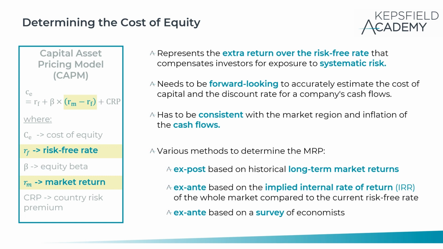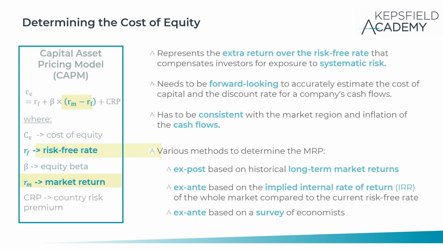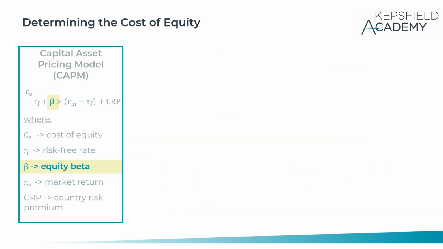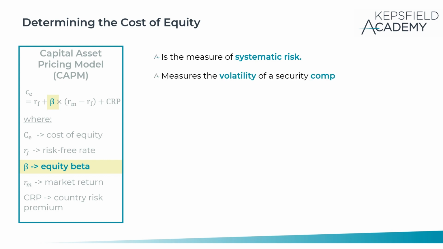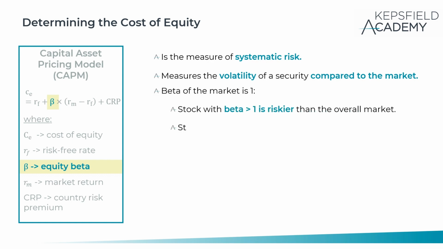Next, we'll explore the concept of beta, a measure of systematic or undiversifiable risk. We'll discuss its significance, interpretation, and calculation. Beta measures the volatility of a security compared to the market as a whole. It reflects the degree to which the returns of an individual stock differ from market returns. The market beta is always equal to 1.